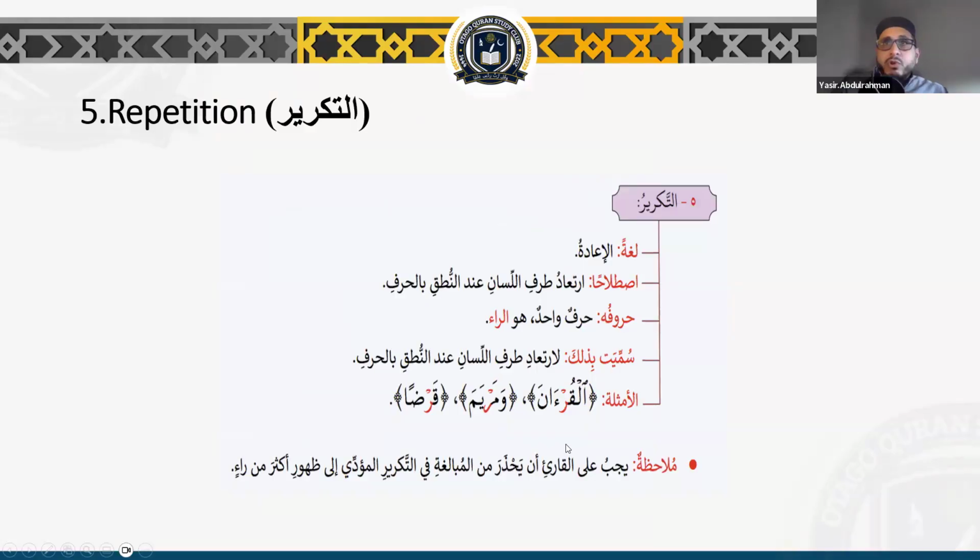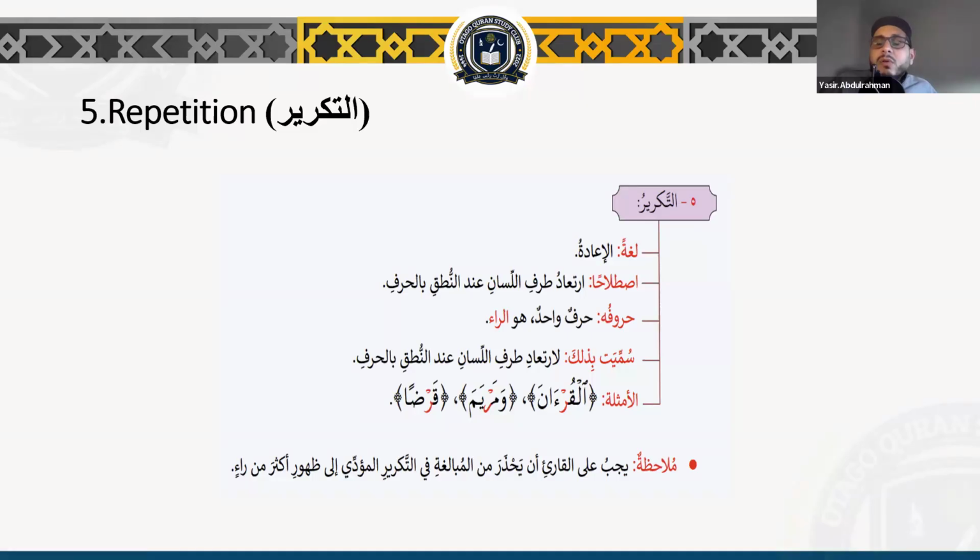At-takrir, in English it's repetition. So this repetition is a light trilling of the tongue when pronouncing the ra due to its tight articulation point. The reciter should be careful not to exaggerate the repetition, leading to the occurrence of more than one ra. It's misunderstood sometimes by people saying takrir means it has to be repeated multiple times. It's only one reflection of the r.